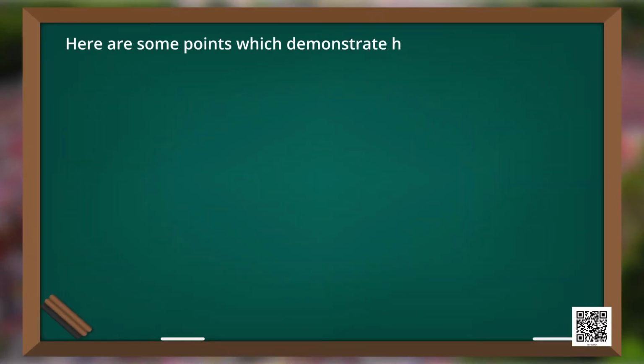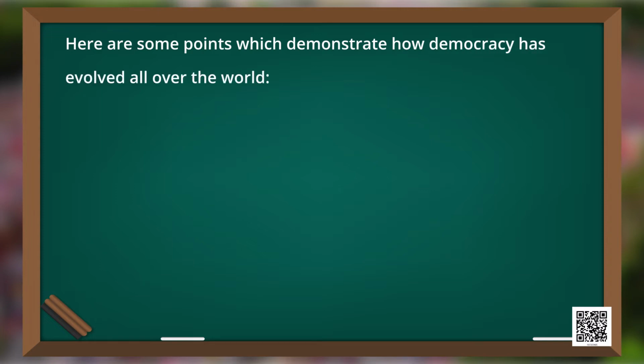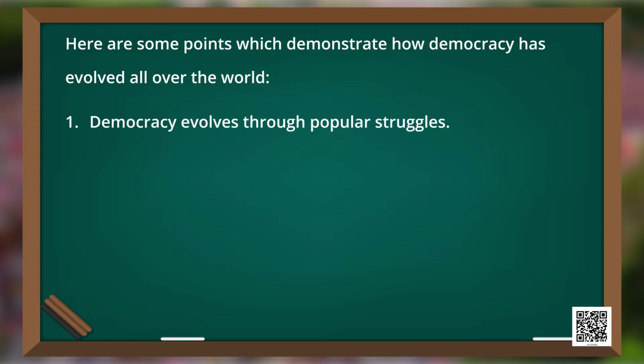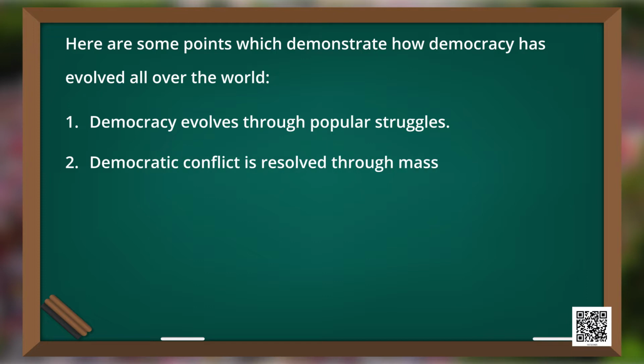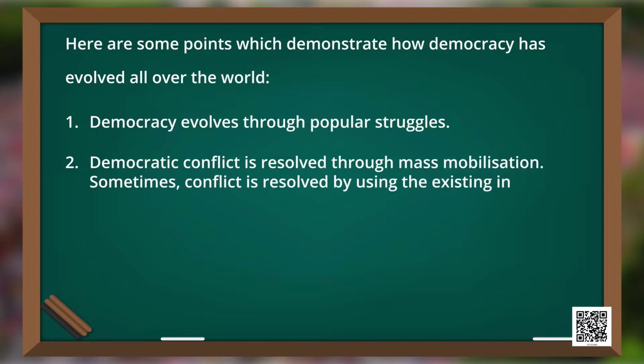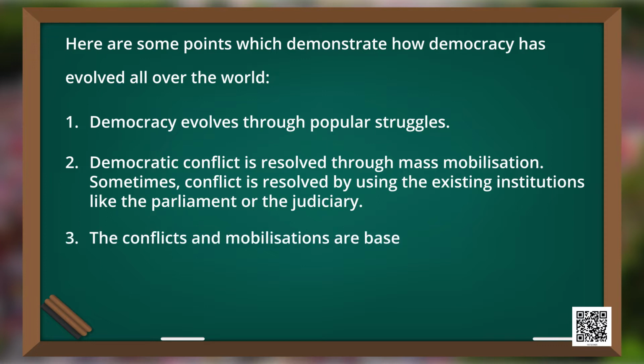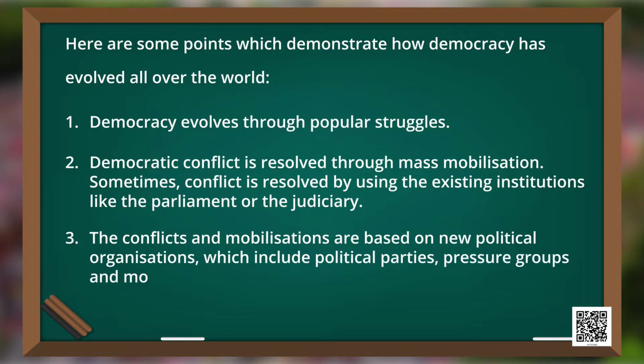Here are some points which demonstrate how democracy has evolved all over the world. First and foremost, democracy evolves through popular struggles. Then, democratic conflict is resolved through mass mobilization. Sometimes conflict is resolved by using the existing institutions like the parliament or the judiciary. The conflicts and mobilizations are based on new political organizations, which include political parties, pressure groups, and movement groups.